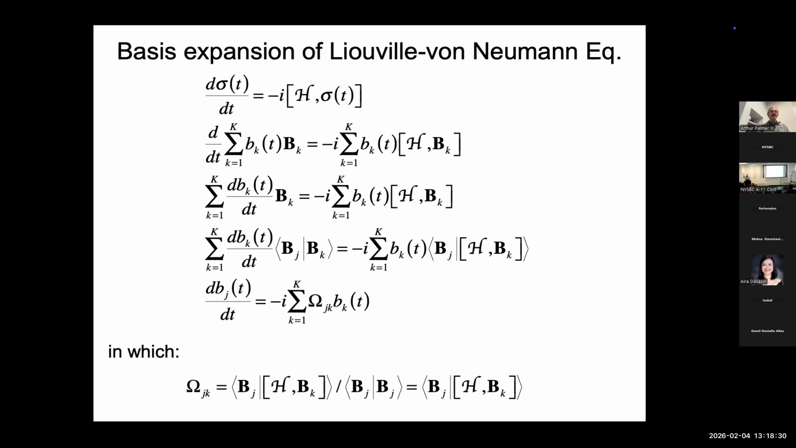So here I'm going to write things more generally. Here's the Liouville-von Neumann equation. And now I've said sigma I can express as some linear combination over a set of basis operators. And each basis operator has some time-dependent coefficient. The basis operators are obviously independent of time, so any time dependence has to come from the coefficient. And this turns out to be very useful, which is why we do this.